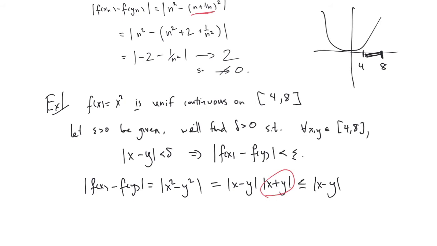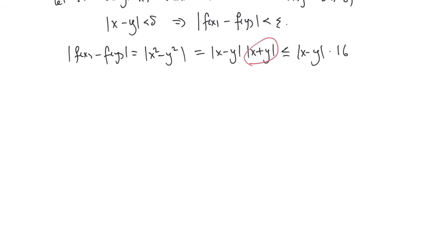Here is where we're going to use the fact that x and y are in this closed interval 4 to 8. So what's the biggest possible that x plus y could be? 4? 16? Yeah, I think 16. It's not because of the squaring. It's just I have x plus y, and x and y both live in this interval, right? So how big could x plus y possibly be? Well, the biggest possible would be if they were both 8, and you get 8 plus 8, which is 16, right? That's the biggest possible value this could have, because x and y themselves are both between 4 and 8.